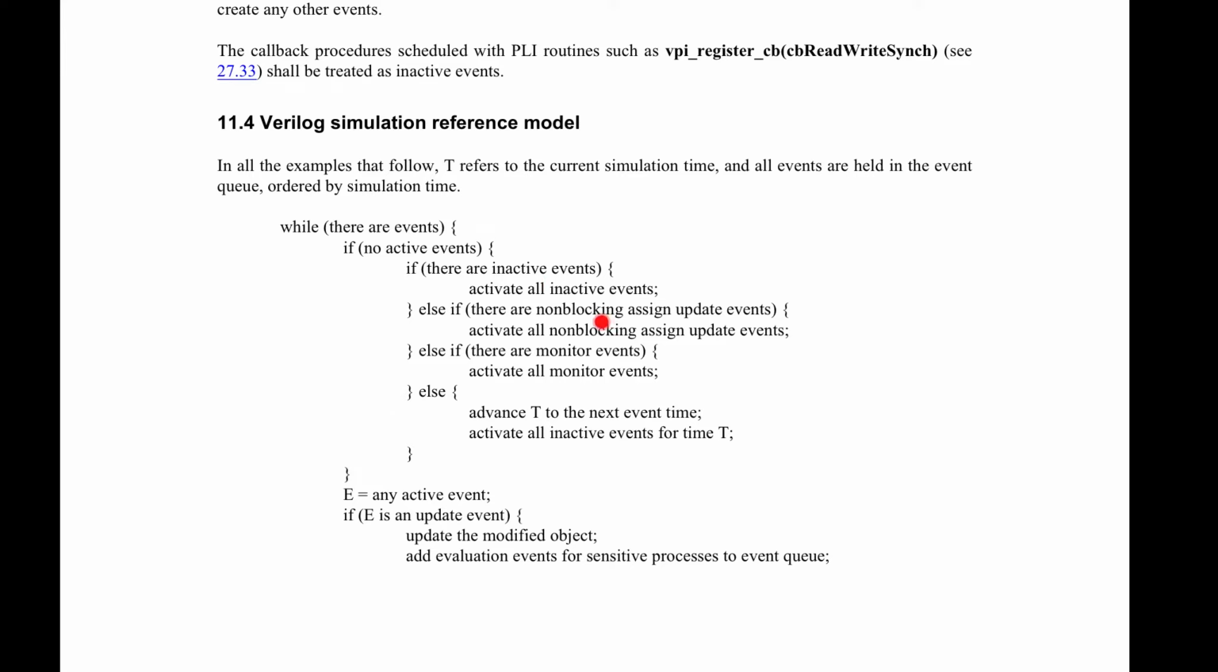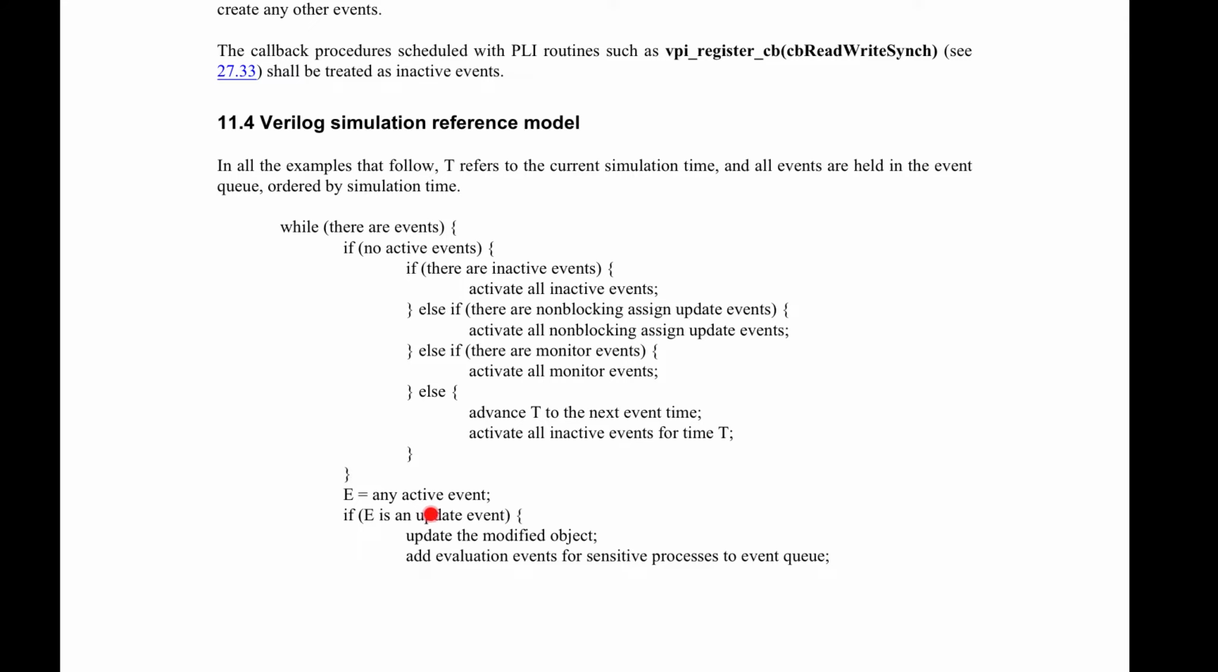Then we look to see if there are any non-blocking events. If there are, they become active, and the same thing occurs as before, do all the active events. Then the inactive events become active events. And when there are no active or inactive events left, then we do any non-blocking events that may have been generated in the course of doing the second round of active and inactive events, etc. Finally, when we've done everything we can, we do our monitor statements and then we advance time.